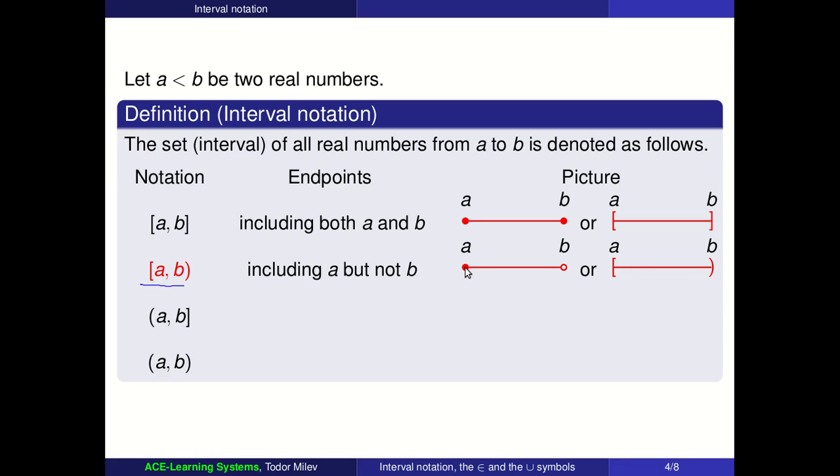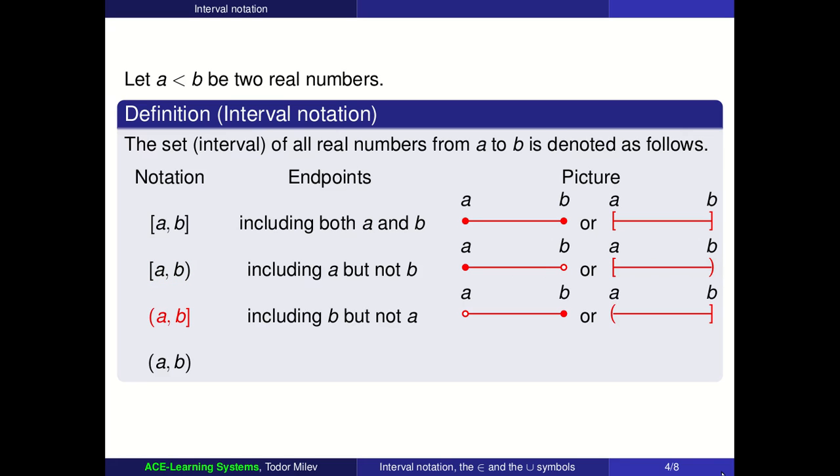We make a solid dot at the place of a, and we make a hollow dot, a dot with a hole, in place of the number b. Alternatively, we could put a square bracket at the point a and then an open parenthesis at the point b. These are the two most frequent depictions of this interval.